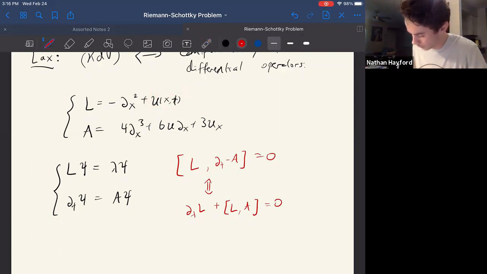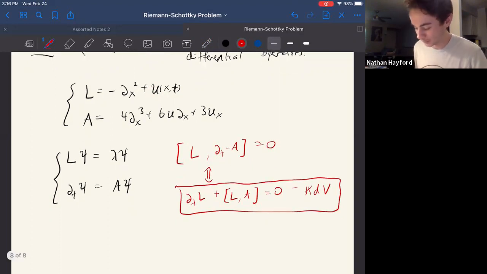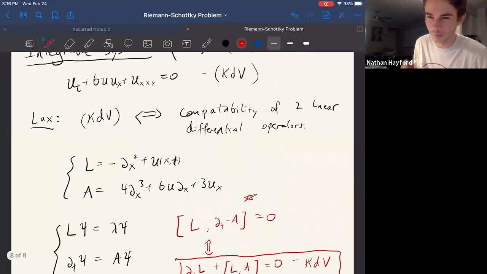So this equation here is equivalent to KdV. And you can actually check if you want. It's a little bit of a tedious computation, but worth doing at least once in your life. If you actually compute the compatibility condition of these linear operators, the one I wrote here, you'll find that you get KdV. So you get back exactly this equation. Again, I might be off by a sign. There might be a minus in here, but for all intents and purposes, it doesn't really matter.